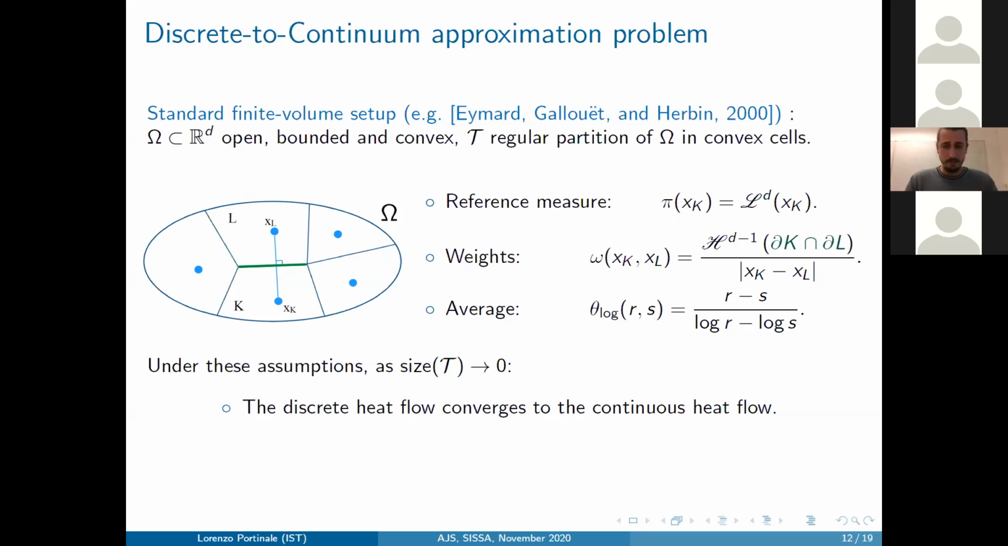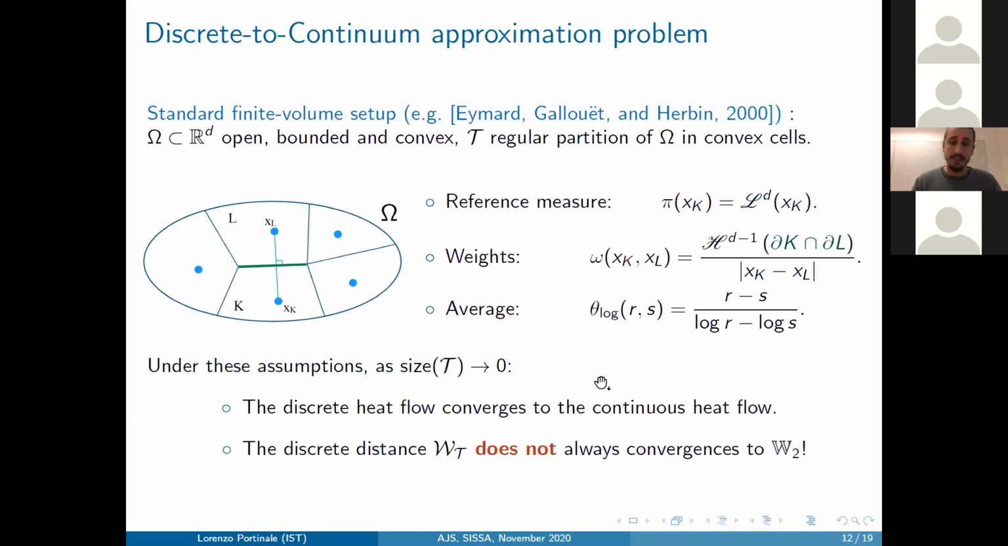The, in my opinion, very surprising fact is that despite the convergence of the heat flow, the distance is a total different story. The distance, even though the convergence of the flow happens, might fail to converge to the continuous one. So the discrete distance WT does not always converge to W2, despite being defined exactly by a discretization of the continuous one. So in the last part of this talk, I want to give you some examples and discussion about why these two things are behaving differently and what we can say about this.